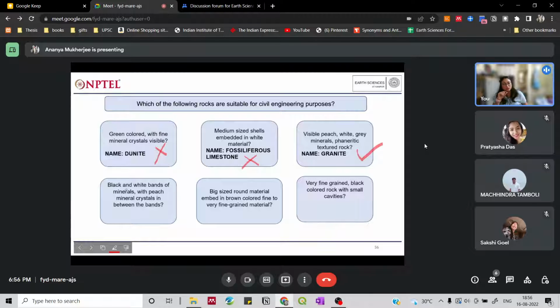Now the next rock, suppose you see black and white bands of minerals. The minerals are arranged in black and white alternate bands, and there are some peach colored minerals occurring between these bands. When you see black and white bands, or layers, it can be either a sedimentary rock or an igneous rock. But in this you can see peach colored mineral crystals.